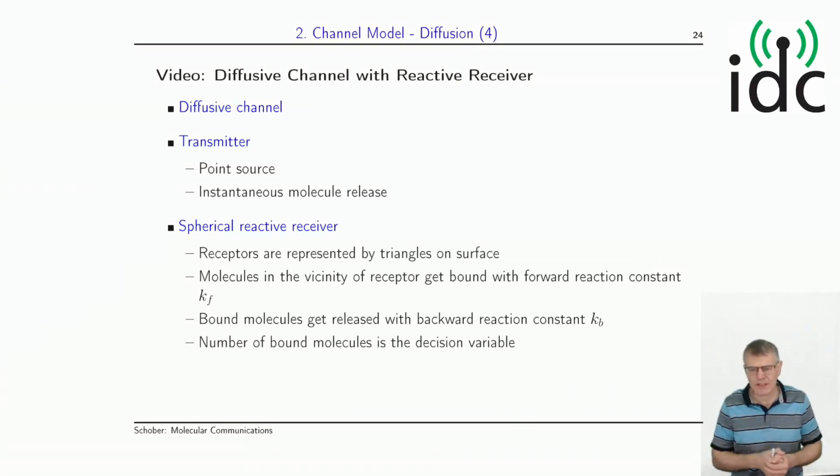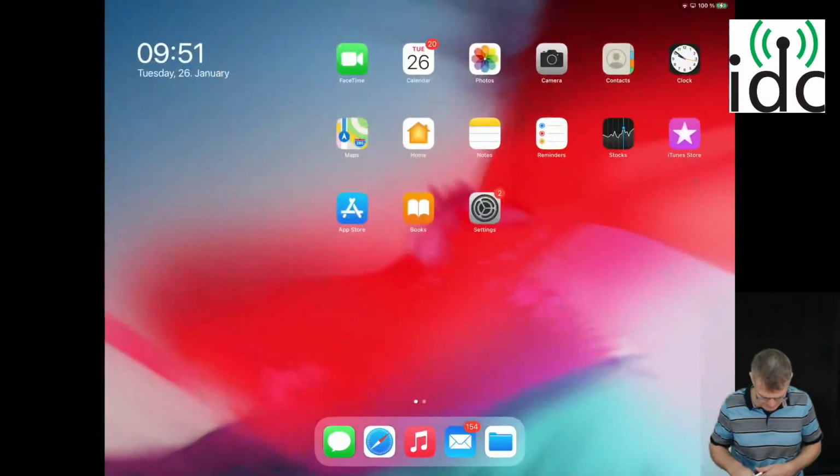Once it is bound, it may get unbound again, so the binding is reversible with a certain probability, which is characterized by the backward reaction rate. And maybe we just have a look at this video.